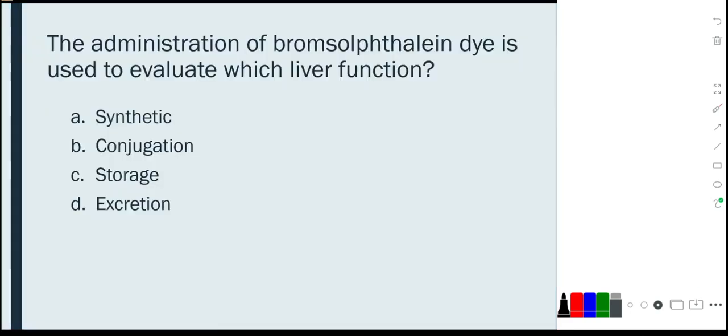Moving on, the administration of bromsulfonane dye is used to evaluate which liver function: A.